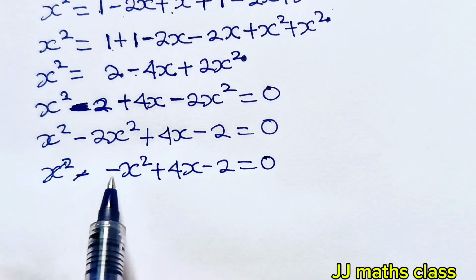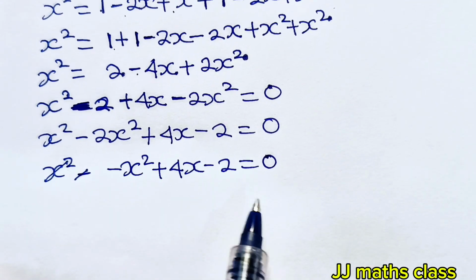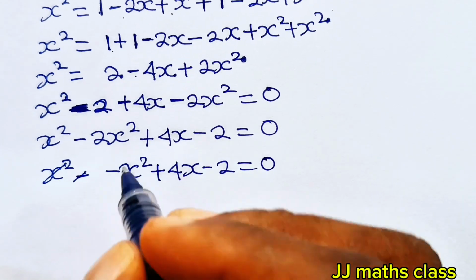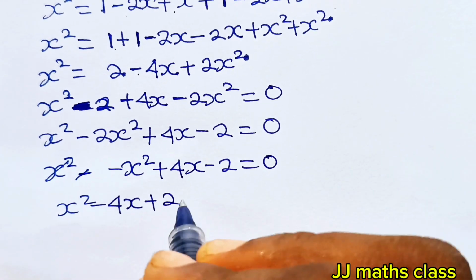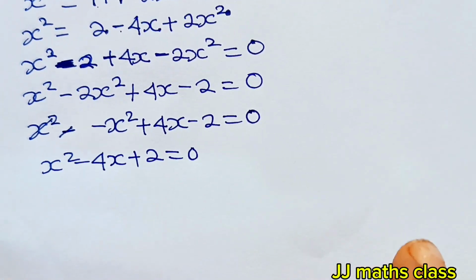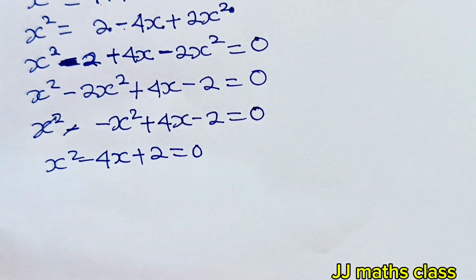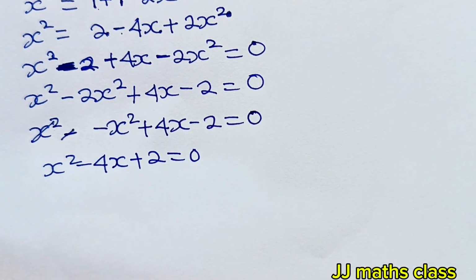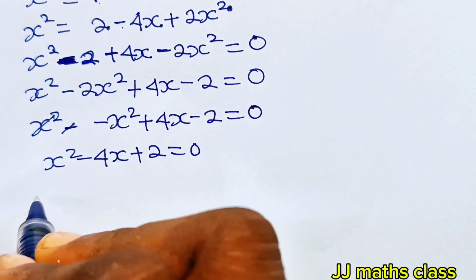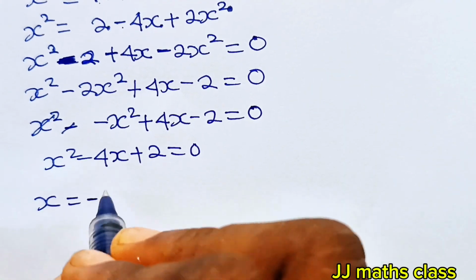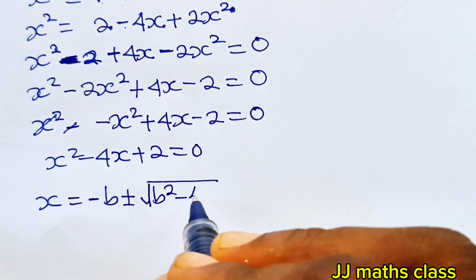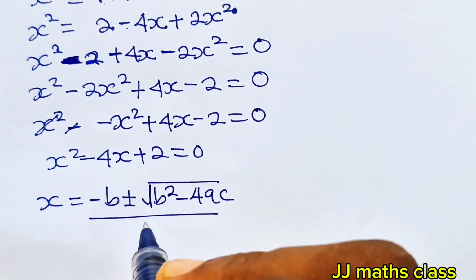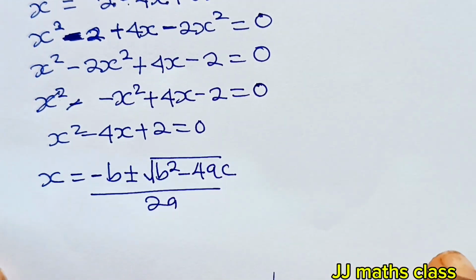So in order to remove this negative sign here, let's multiply through by minus 1. If we do that, we have x squared minus 4x plus 2 is equal to 0. Now, we are going to solve this using the quadratic equation formula. And this formula states that x is equal to minus b plus or minus square root of b squared minus 4ac, everything divided by 2a.